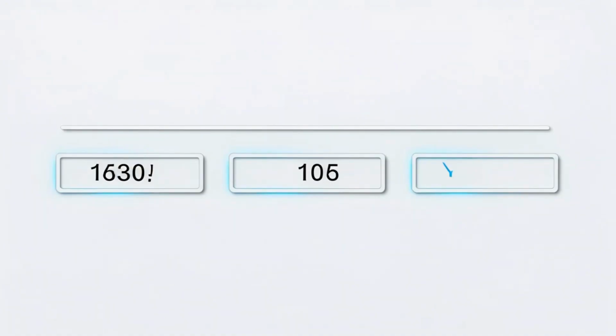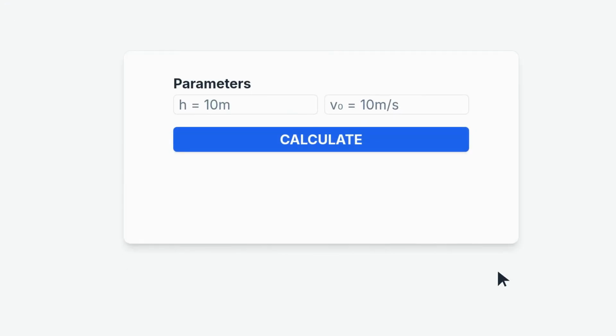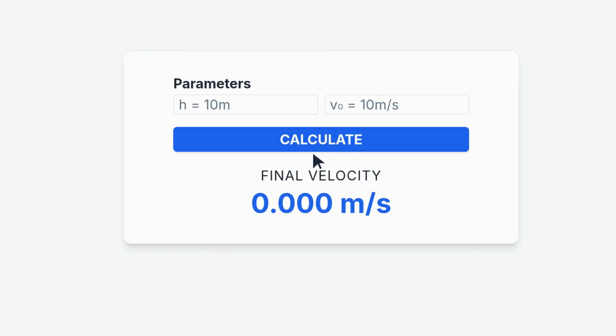For our worked example, I'll input initial velocity of 10 meters per second, fall height of 10 meters, and gravitational acceleration of 9.81. After clicking Calculate, the results show final velocity of 14.007 meters per second.